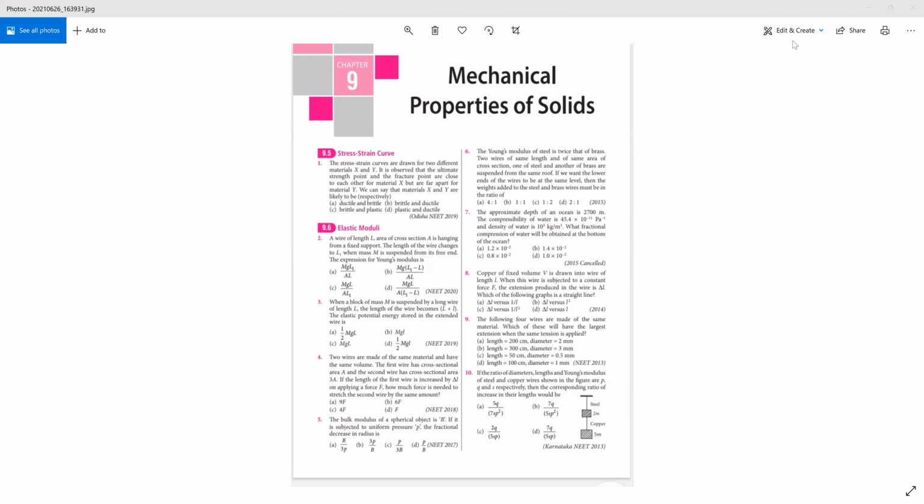Okay, today we shall solve the questions based on the chapter Mechanical Properties of Solids.